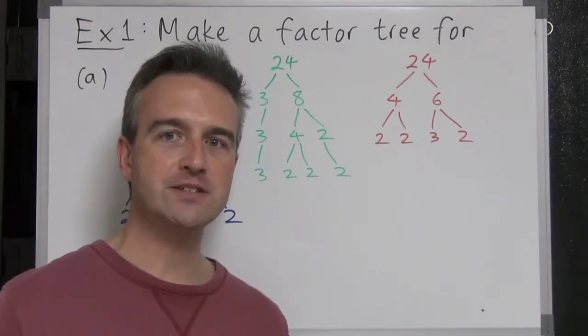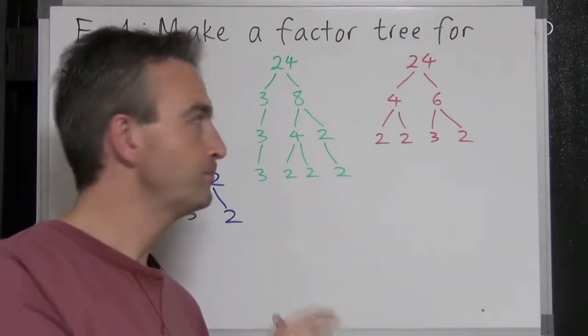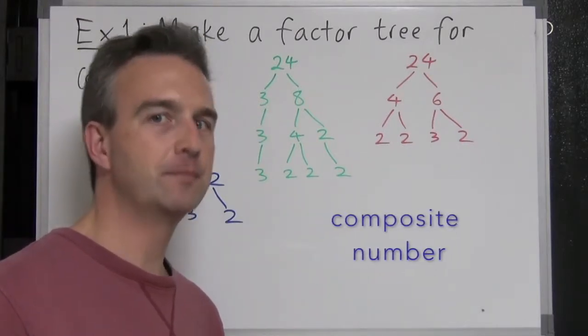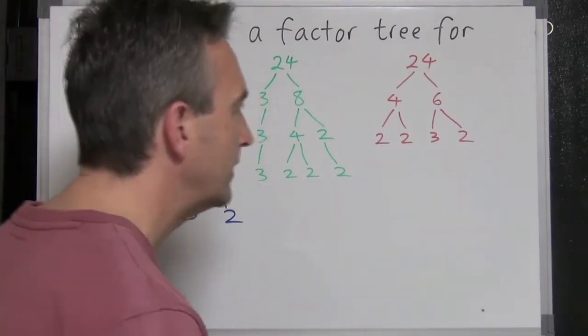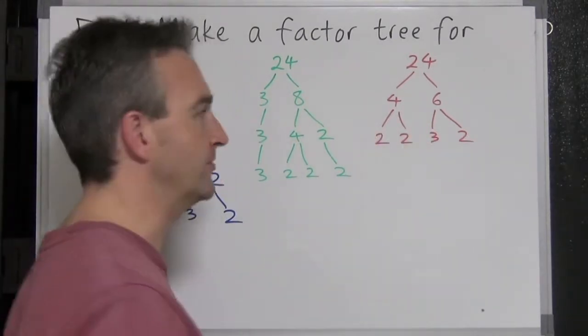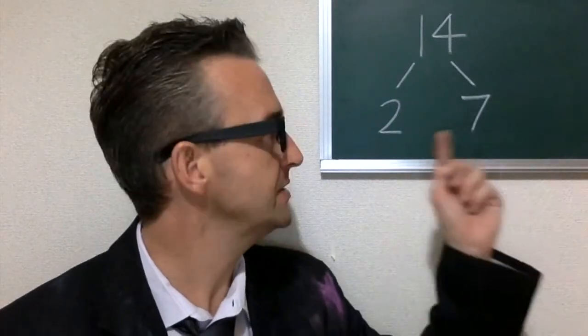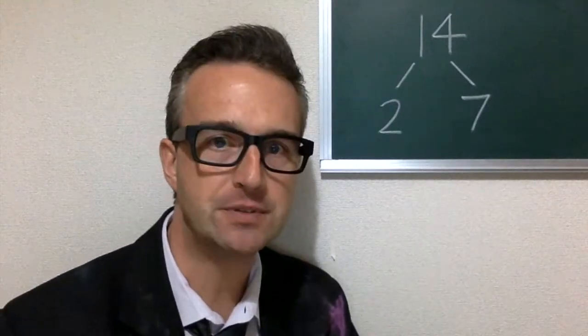While we're talking about factors, there are 2 types of numbers or factors you could see in a factor tree. One is called a composite number. A composite number is a number that can be factored or broken up into 2 numbers that are different from the starting number. For example, 14 is composite because it breaks into 2 new different numbers.